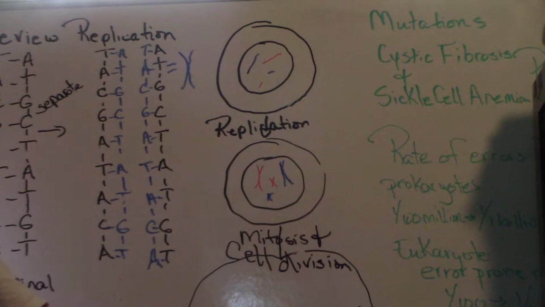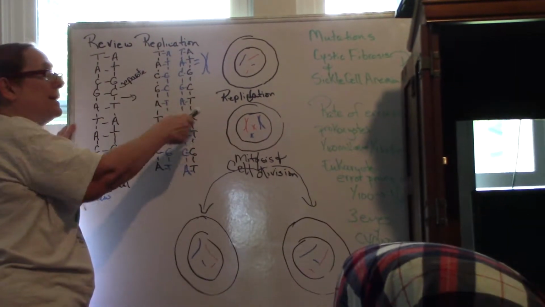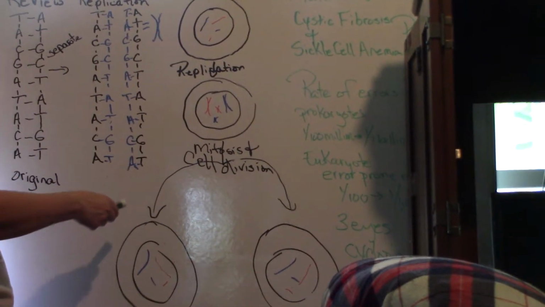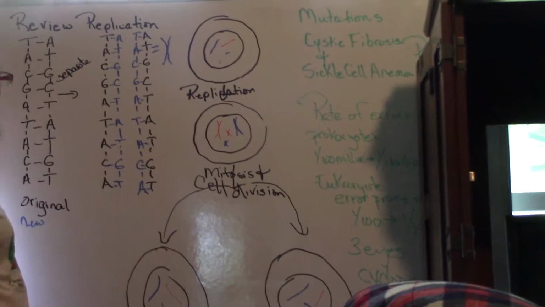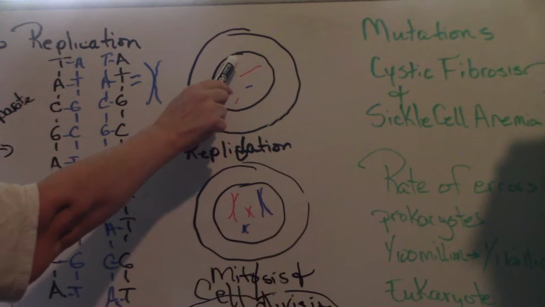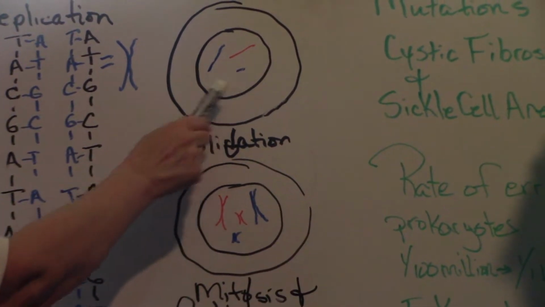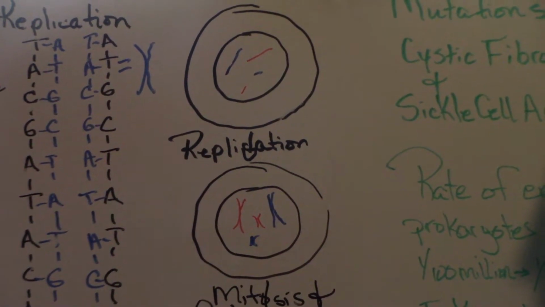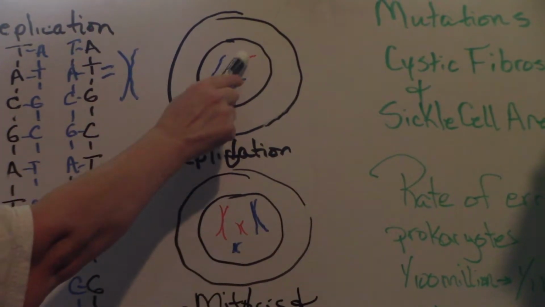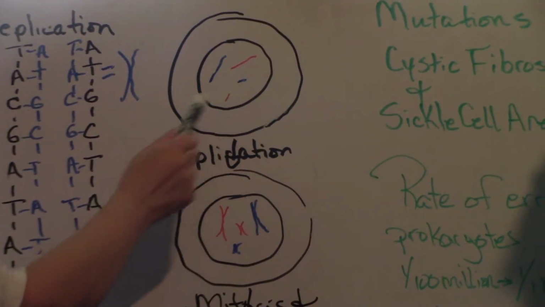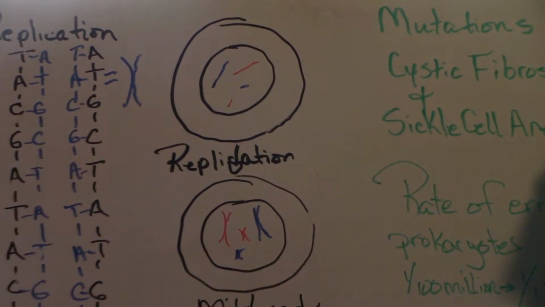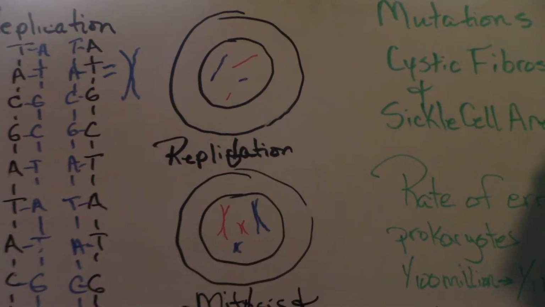I also wanted to show you this. Now, this will also relate to the cell cycle, but it relates to replication as well. We start with a parent cell. That's what we call it, a parent cell. And in the parent cell, each of these lines represents a double-stranded DNA molecule. I just don't have room to draw them. So this is a double helix, this is a double helix, this is a double helix, this is a double helix. So each of those pictured here are double helices.